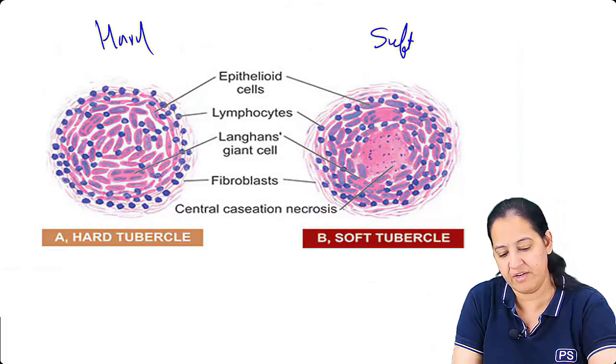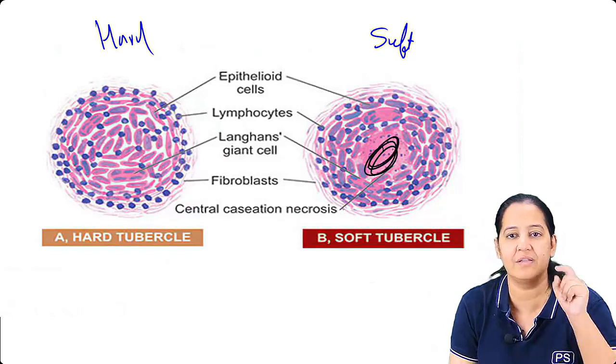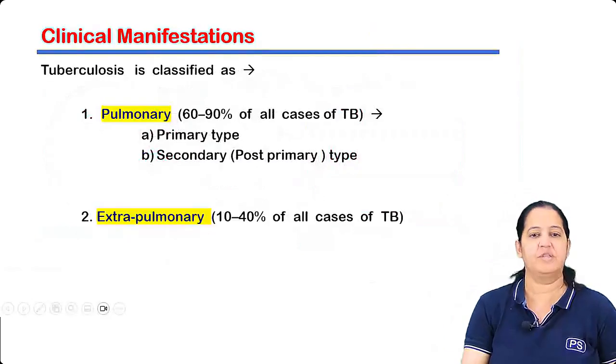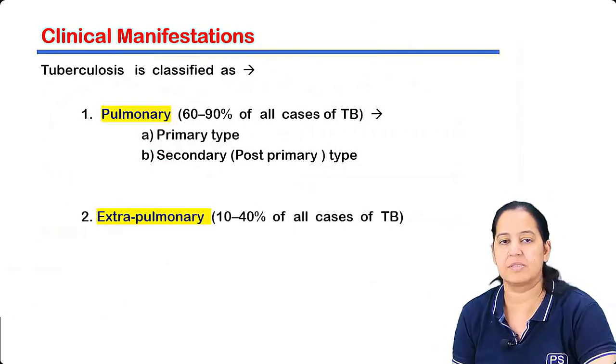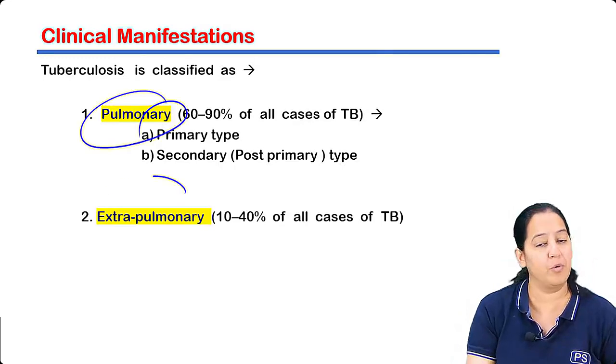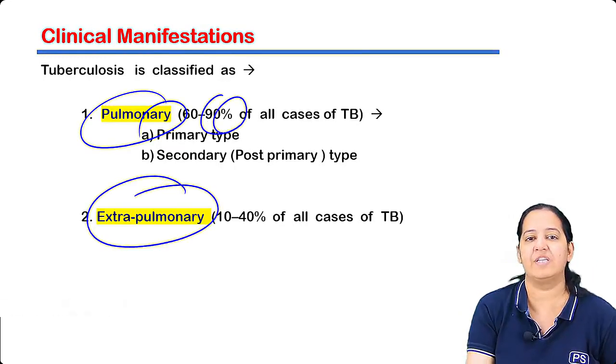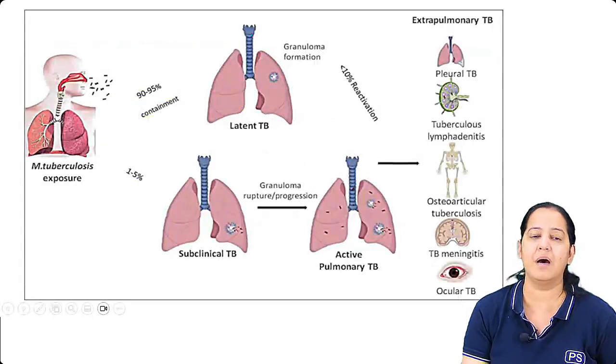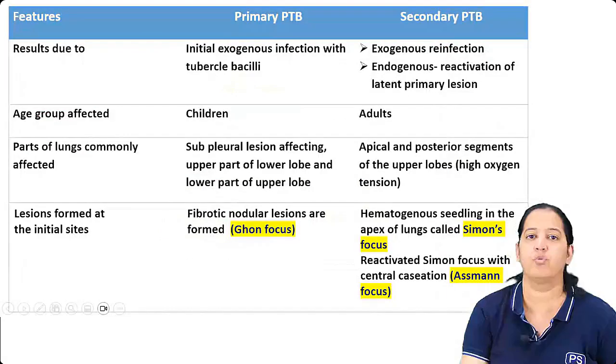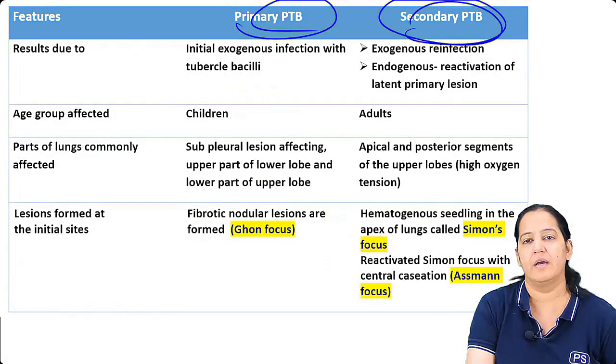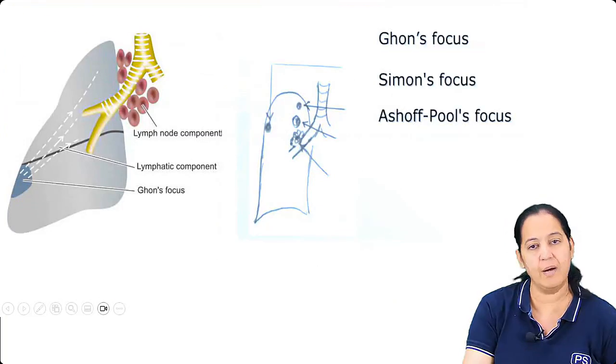The only difference is that in the center there is a caseous necrosis. Appreciate the caseous necrosis. So there are 2 types of TB: pulmonary and extrapulmonary. Pulmonary is 90%, extrapulmonary is 10%. Pulmonary is again of 2 types: primary TB and secondary TB.